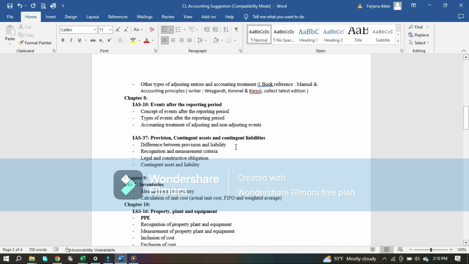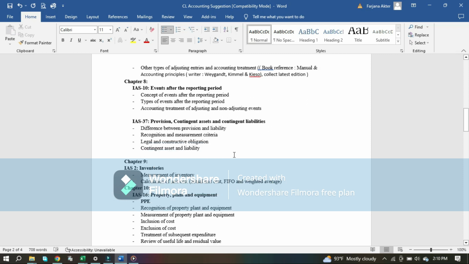Chapter 8. IAS 10, Events after the reporting period. Concept of events after the reporting period. Types of events after the reporting period. Accounting treatment of adjusting and non-adjusting events.